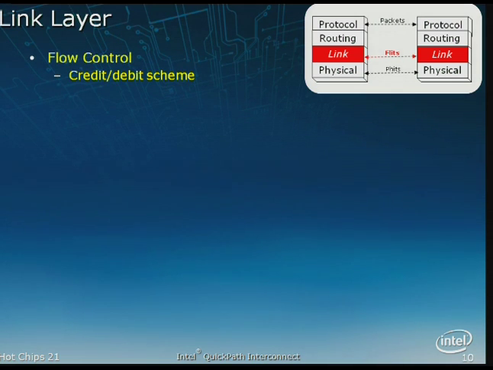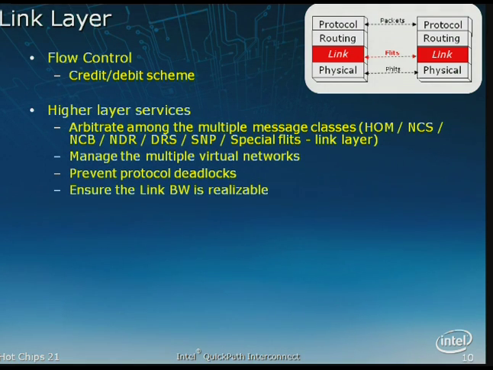And what does the link layer do for any link? Basically, it provides the flow control mechanism between the 2 endpoints. We just use a simple credit-debit scheme. Also, it provides arbitration among what we refer to as message classes. QPI has 7 message classes, 6 are for protocol, and the 7th is for the link layer, or in the definition we call it special. Again, I didn't name it, as opposed to calling it just the link layer message class. It also manages the multiple virtual networks, basically the credit-debit scheme and how those message classes consume those credits.